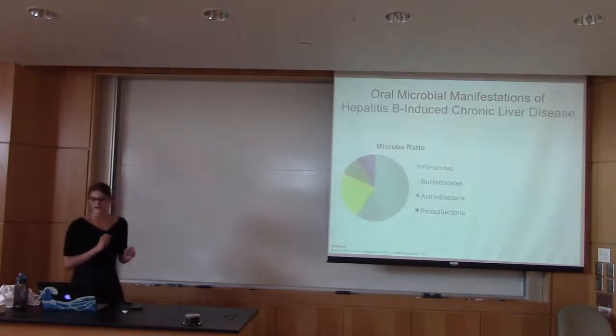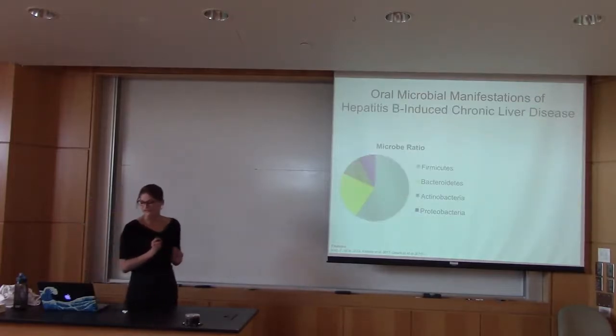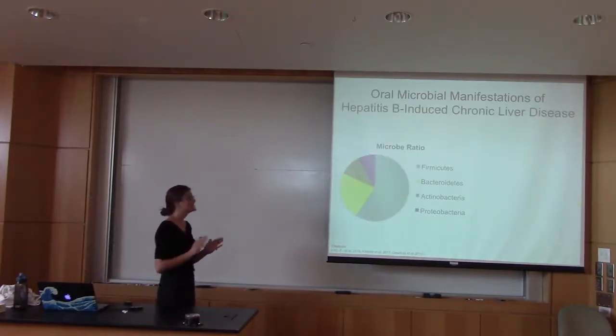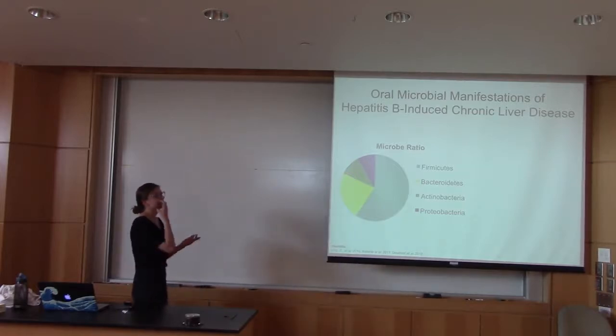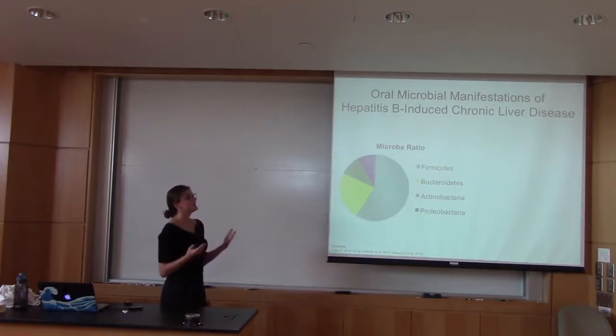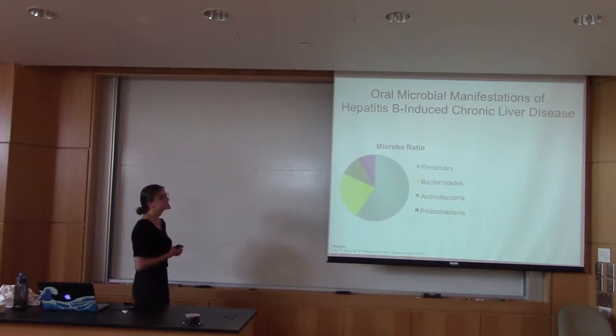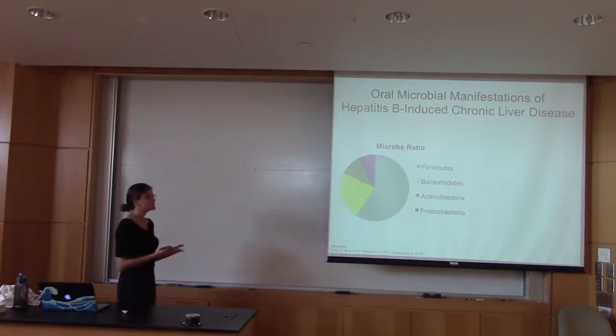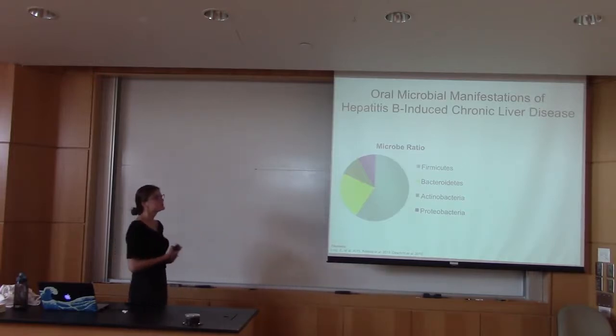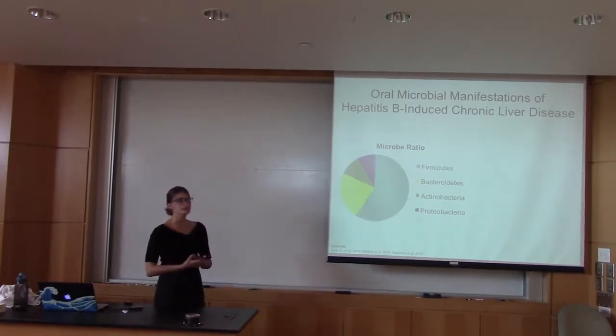Moving right along, the next slide is not really as inflammation-based as the past two, but it's still pretty interesting, I think. So this study, basically, they just compared the oral microbiomes of patients with hepatitis B-induced chronic liver disease and those without that disease, and they found that the diseased patients had a much higher ratio of Firmicutes to Bacteroides in their oral microbiomes.